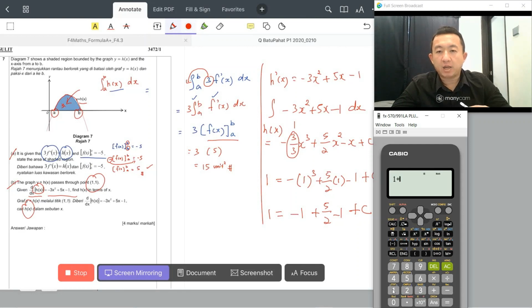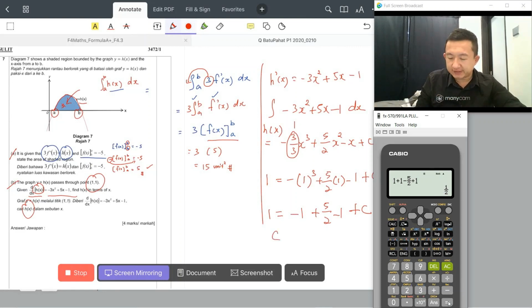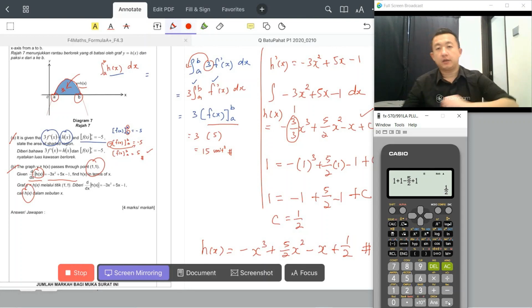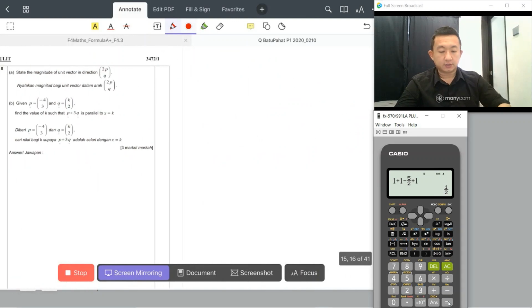So 1 plus 1 minus 5 over 2 plus 1 over 2. So the c is 1 over 2. You don't stop here because you need to write the equations. Okay, you write h(x) equals negative x cubed plus 5 over 2 x squared minus x plus 1 over 2, and that is the answer. That is the equation of h(x) in terms of x. Okay, we move on to the next questions.